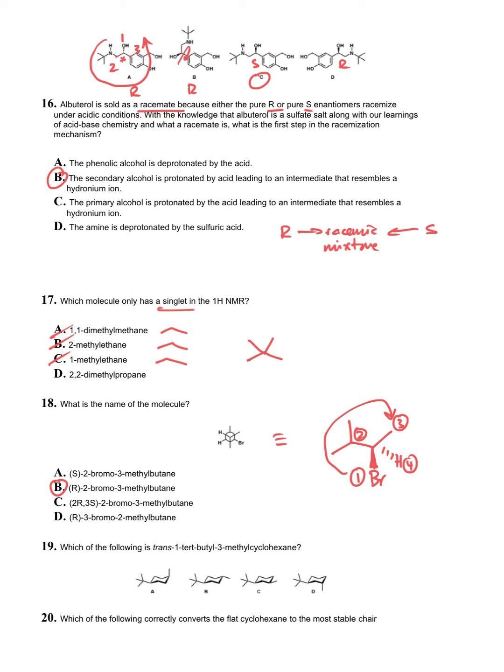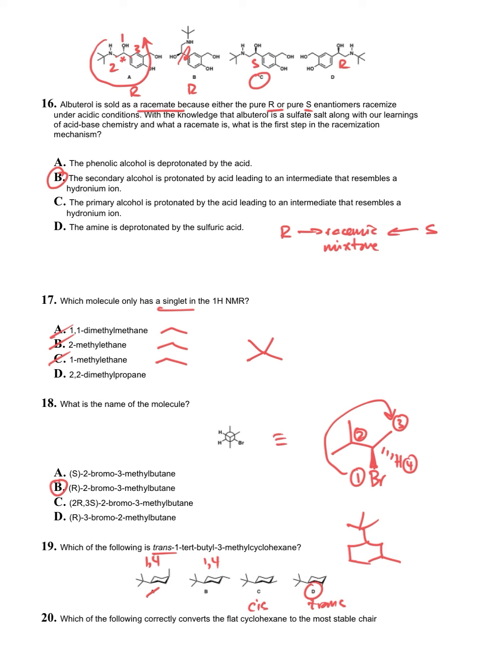19 says, which of the following is trans-1-tert-butyl-3-methylcyclohexane? So here's cyclohexane. We have a tert-butyl at the 1 position. We have a methyl group at the 3 position. Those things need to be trans to one another. And so if we're looking in the chair conformation shown, A is not correct because it shows a 1-4 relationship. B is not correct because it's also showing 1-4. So we choose between C and D. C is cis, D is trans. We need the trans configuration, so D is the correct answer.